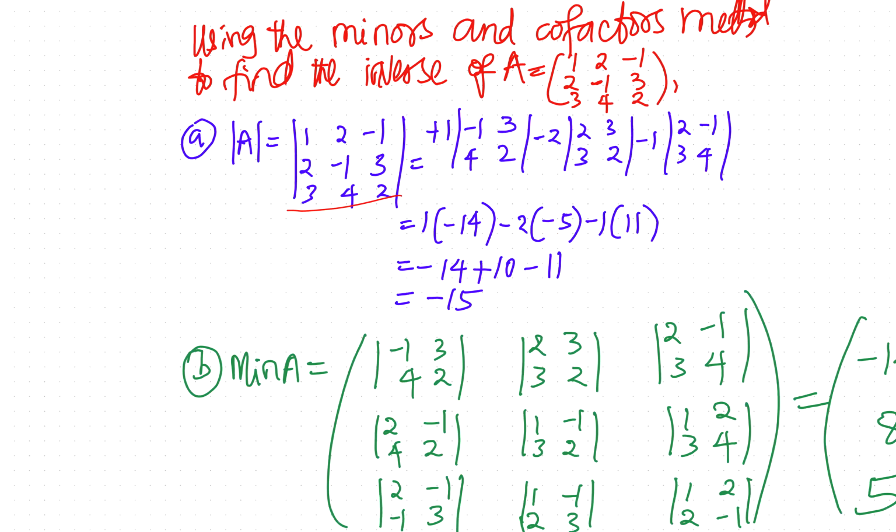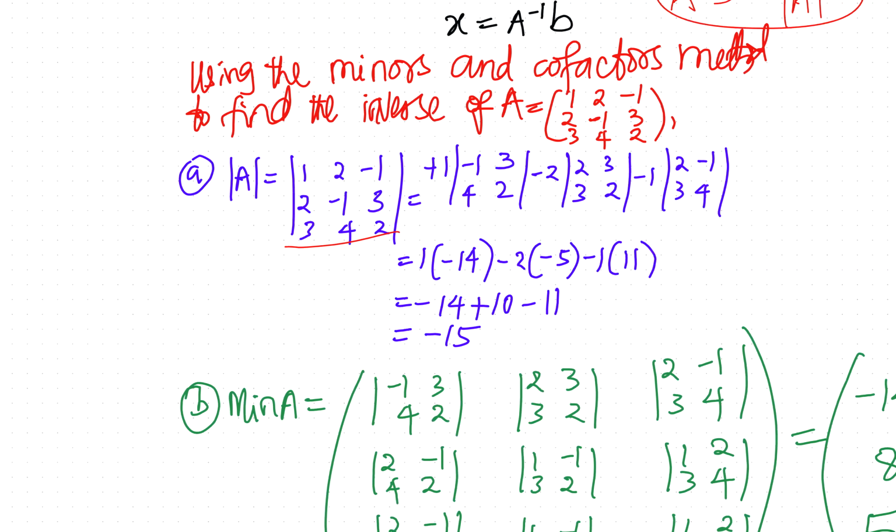So the first thing we are looking for now is the determinant. The determinant of A, this is just a sign plus, minus, plus as usual. So you have plus 1 into, cross this out, you have minus 1, 3, 4, 2 here. Then again, you go for minus 2. You have minus 2 here, and then cross the column, cross the row. You have 2, 3, 3, 2 here. And then lastly, you have plus minus 1. Plus times minus is minus, so you have just minus 1. And then cross the column, cross the row. You have 2, minus 1, 3, 4.